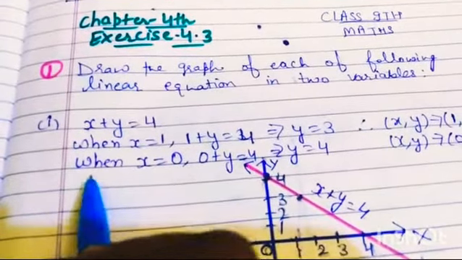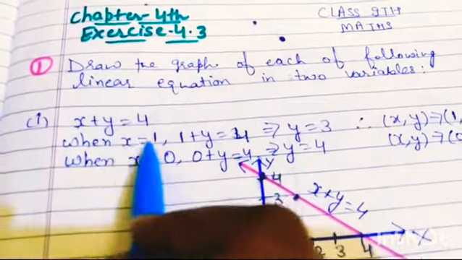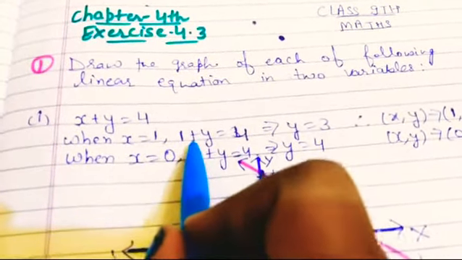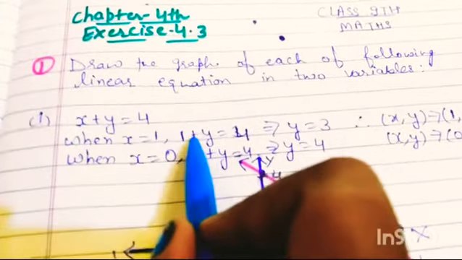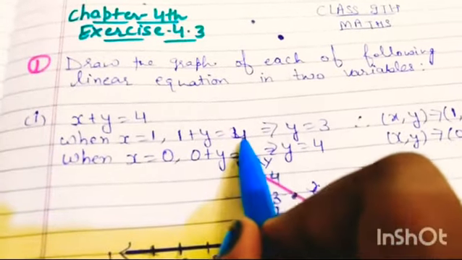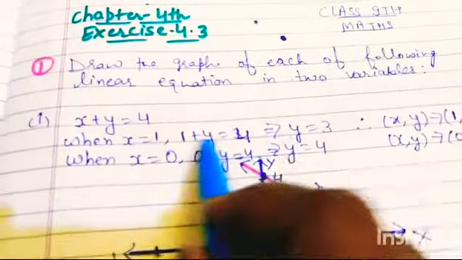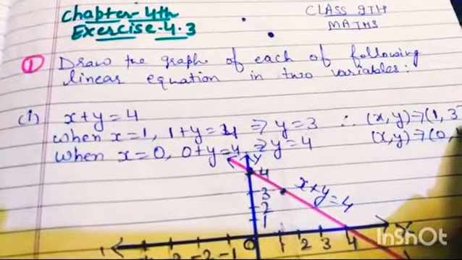Now we will put the values. Firstly we will take the value x equal to 1. You can take any other values. When x equal to 1, we get 1 plus y. Here in place of x we put 1, then we get 1 plus y equal to 4. Therefore the value of y is 4 minus 1, which is 3. Therefore the x, y point is 1 comma 3.